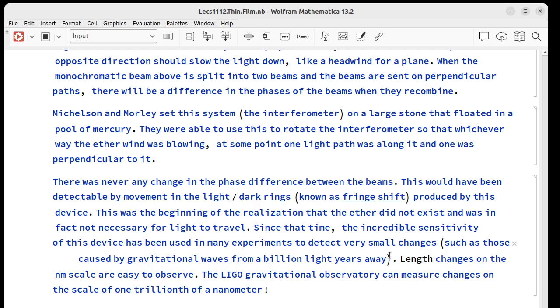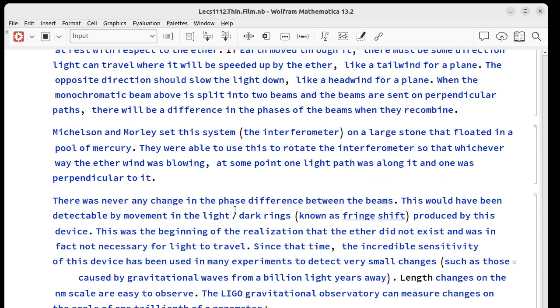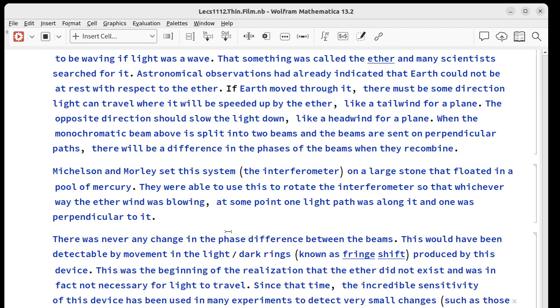Because gravity is so weak, it actually detected gravitational waves from about 1 billion light years away. Length changes on the nanometer scale are easy to observe with one of these that we could build in lab. However, LIGO is set up so that it can measure changes on the scale of 1/1000th of a nanometer, which is much smaller than the size of a proton. That's what they used to discover those gravity waves.